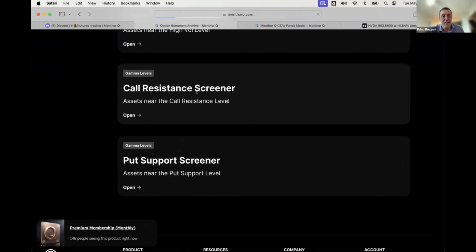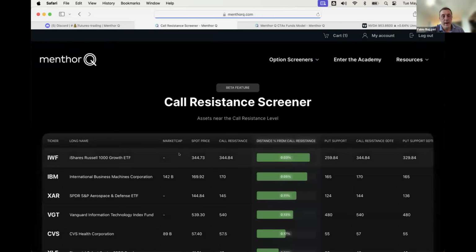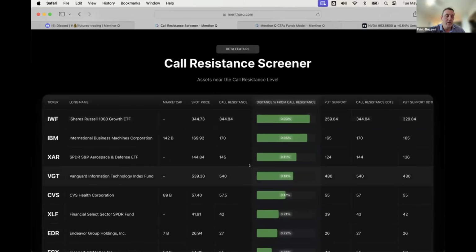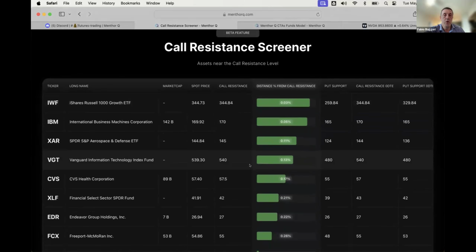If we click here, for example, we're going to get a list of stocks that, based on the close from yesterday, well, today, we're going to have new data coming in very soon. But essentially for the next day, what are the companies, assets or ETFs that are approaching or are very close to the call resistance level? Again, why is that important? Because the call resistance can be either a resistance zone where people close their hedges and the market tends to retrace, or it could be an inflection point. So you want to monitor those companies to potentially define a strategy for that day.